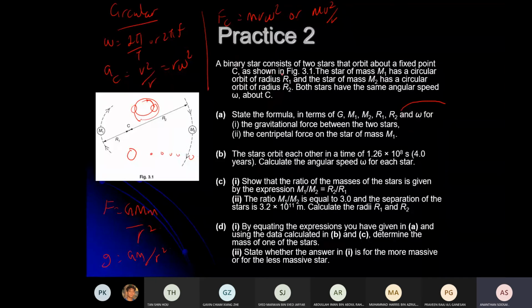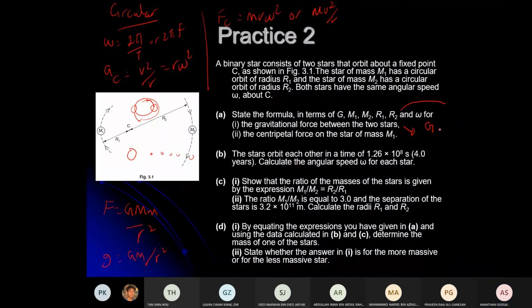The binary stars are two stars, one is quite massive. M2 is massive, M1, M2, we don't know. One is massive, one is less massive. One is at R1, one is at R2. R1 is shorter than R2. So they move in circular paths. First, state the formula in terms of G, M1, M2, R1, R2 and omega for the gravitational force between the two stars. What's the answer?